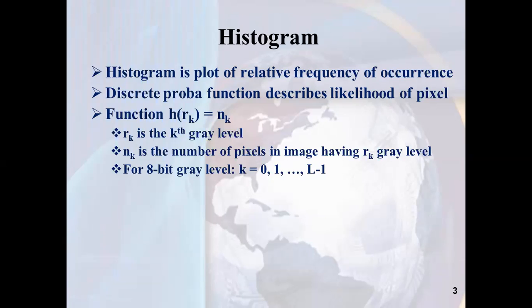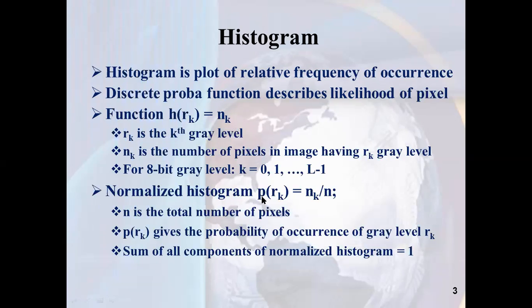In this way, we can get an overview of the distribution of pixels in the image. For example, if the low values have a great occurrence, it means that the image is dark. If the high values of rk, meaning 255, 254, 253, and so on, are more frequent in the image, it means that the image is bright.